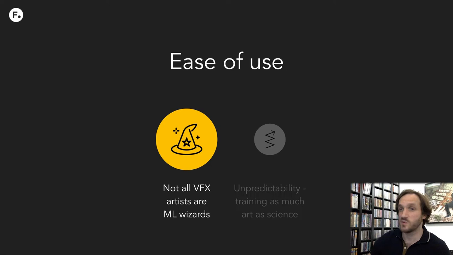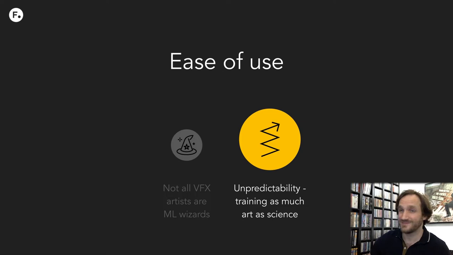And finally, as I'm sure you all know, machine learning training can sometimes be a little on the unpredictable side. Sometimes I kind of feel like it's as much an art form as a science. And the results are dependent on the data, the network architecture, the hyperparameters. There are quite literally millions of variables at play. So how do you support that?